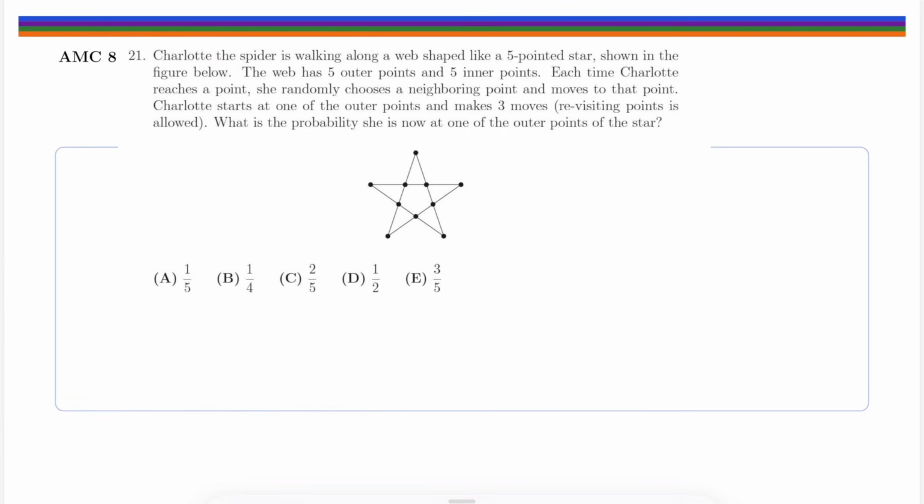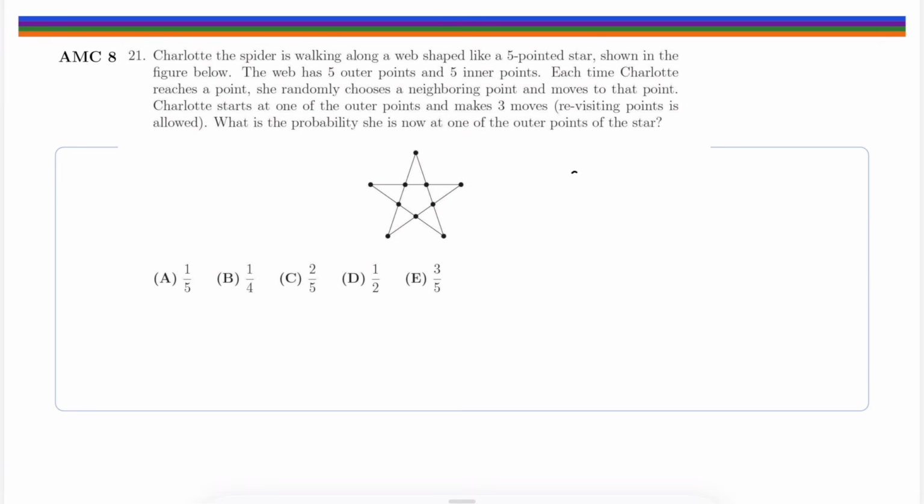Charlotte the spider is walking along a web shaped like a 5-pointed star, shown in the figure below. The web has 5 outer points and 5 inner points. Each time Charlotte reaches a point, she randomly chooses a neighboring point and moves to that point. Charlotte starts at one of the outer points and makes 3 moves. Revisiting points is allowed. What is the probability she is now at one of the outer points of the star?